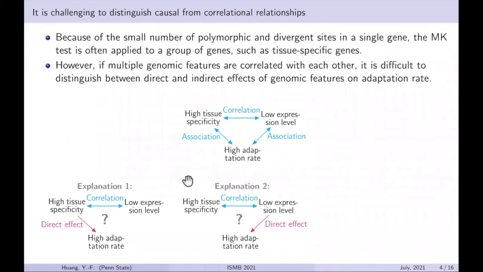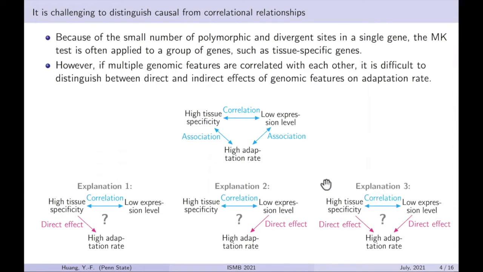The second plausible explanation is that low expression level might cause high adaptation rate. So that's the opposite case of explanation one. The third possible explanation is that both tissue specificity and expression level might have direct effects on adaptation rate. So you can see that the three causal explanations have very different biological meanings, but they imply the same pattern of association here. So it's difficult to distinguish between the three plausible explanations.